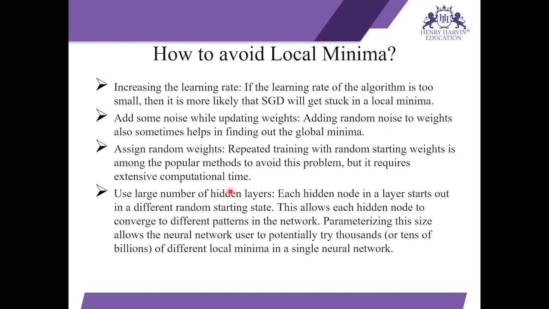We can use a large number of hidden layers. Each hidden node in a layer starts out in a different random starting state. So this allows each hidden node to converge to different patterns in the network. Parameterizing this size allows the neural network user to potentially try thousands of different local minima in a single neural network.